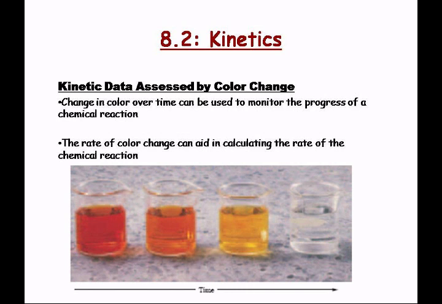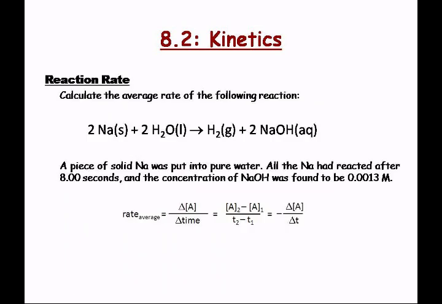When I was an undergraduate, I was doing research in a biochemistry lab, and we were doing reaction rates with enzymes that had fluorescent tags on them, and it would cleave the fluorescent tag, so it would be a decrease in fluorescence over time, not color change, but it's the same thing. Okay, so I'm going to leave you guys today with this calculation. I'd like you to try it on your own. So try to calculate the average rate of this reaction. And you can read it on your own, and that's how you do it.